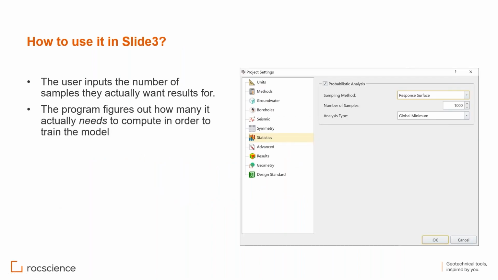Okay, so how do you set this up in Slide 3? As Sina showed, this would be in project settings, statistics. You would just pick your sampling method to be a response surface. Then you enter however many samples you want, and the program itself will determine how many it needs to compute.